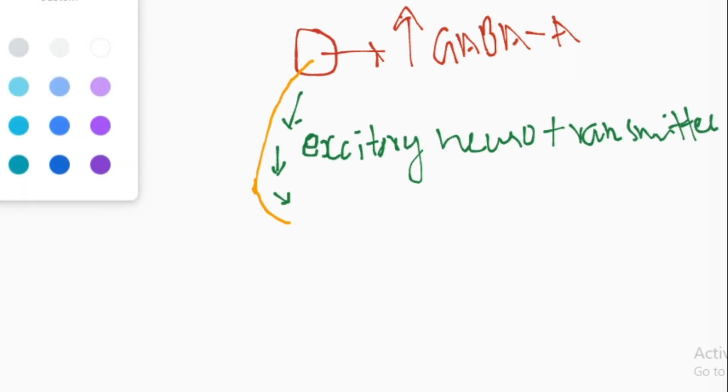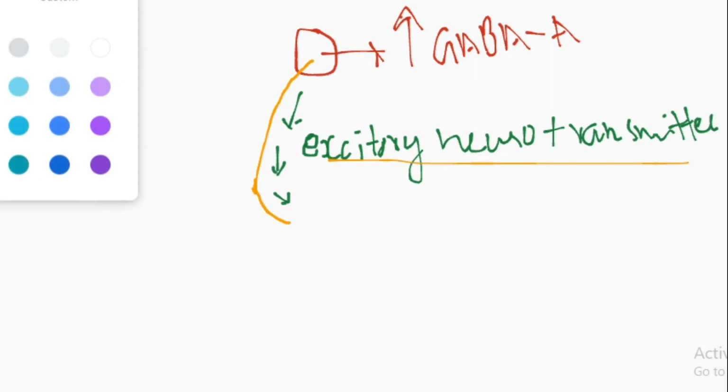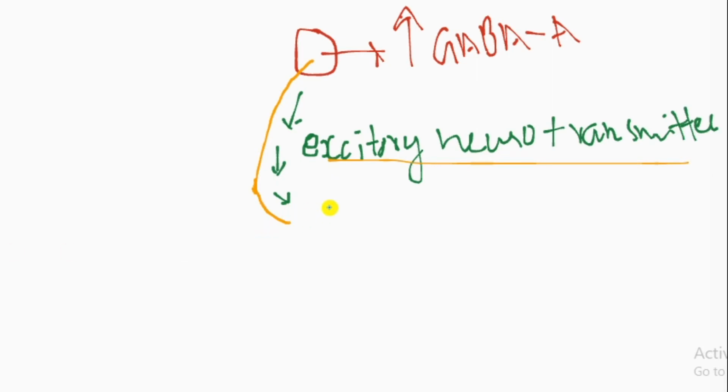Okay, this is how anxiety works. When a person is in a situation of anxiety, the amygdala sends an excitatory neurotransmitter, and it leads to many impulse transmissions of anxiety and fear. So fear and anxiety is controlled by GABA.